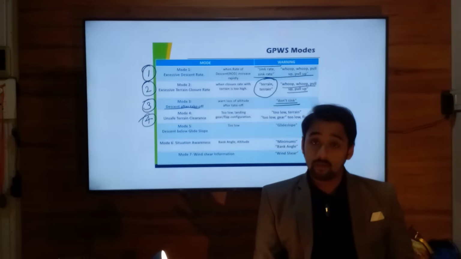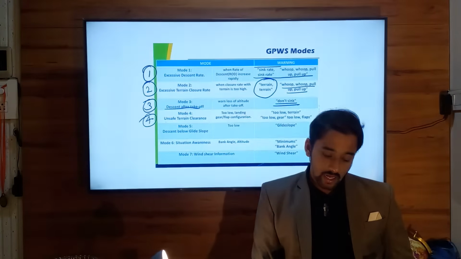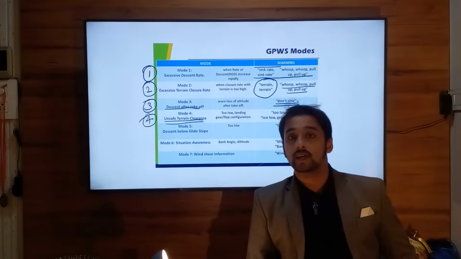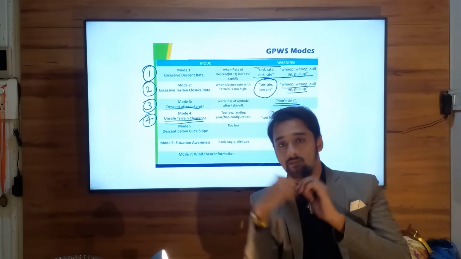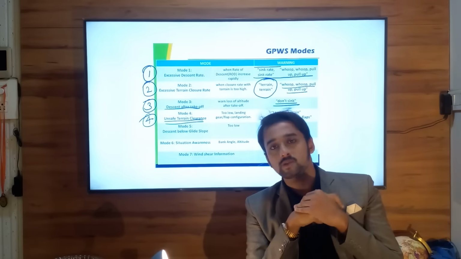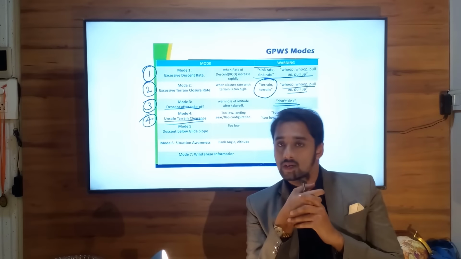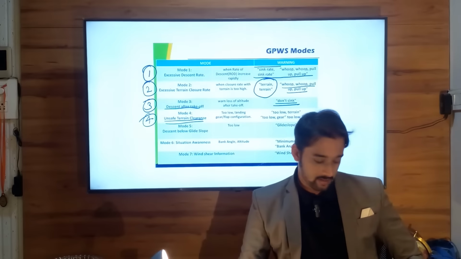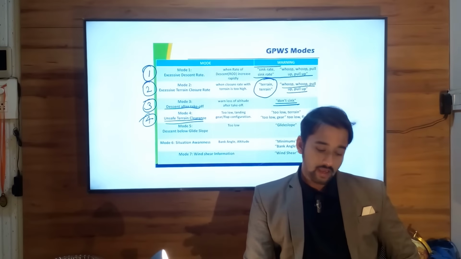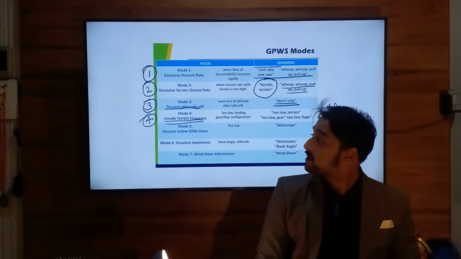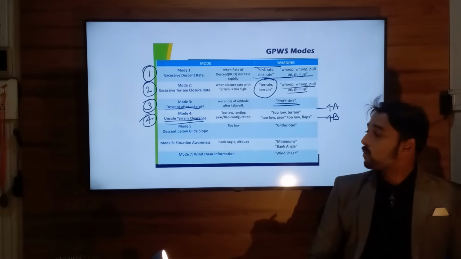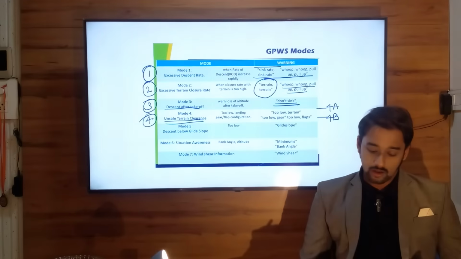Mode number 4, correction: Unsafe terrain clearance. That means the clearance or the separation between the mountain and your aircraft is unsafe, or any ground or any obstacle below you is unsafe or not sufficient. Now mode 4 has two types, mode 4A and mode 4B.